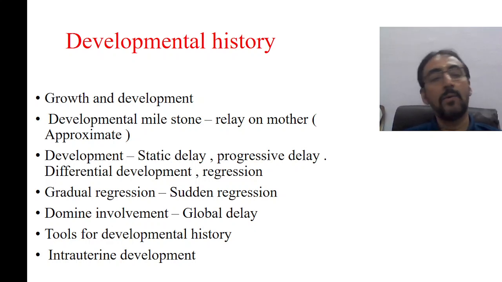So today we will have one important history which has to be taken in children, that is developmental history. Now developmental history is very important.